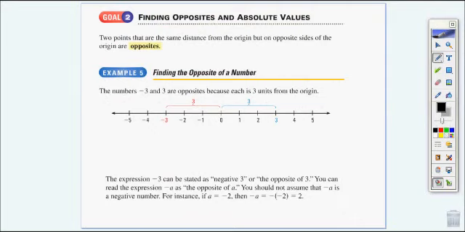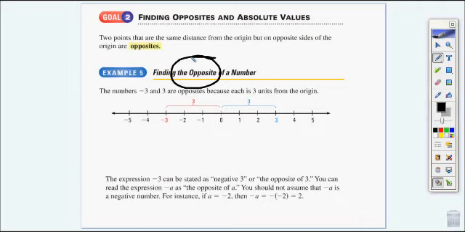So for goal 2, we're going to find opposites and absolute values. And there's a simple way to remember this. However, they're always presented at the same time, and sometimes they get confused. So I'll do it the same as it's in the book, opposites. Now you're used to opposites. The opposite of cold is hot. The opposite of up is down. The opposite of right is left. And so it just means that you're going to go in the opposite direction.